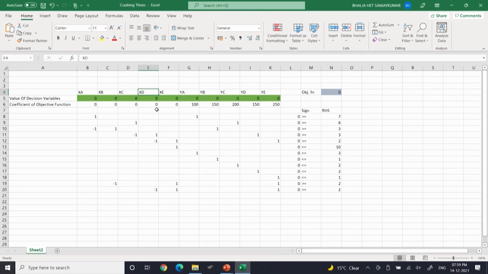So, we have to include in our objective function XA, XB, XC, XD, where the coefficient of objective function is 0, 0, and YA, YB, YC, YD, YE. These variables are already there, and the corresponding coefficients are also given. If I go to N4, that is the objective function. What is the objective function? As usual, the sum product multiplying the value of decision variables and the coefficient of objective function. Then I have included all the constraints. So, now I am going to solve it.